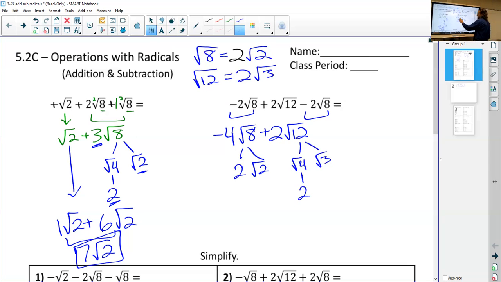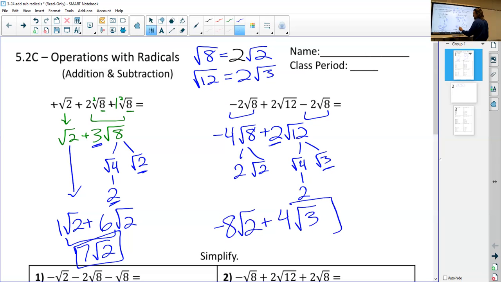Okay, so let's see. If I combine all this together now, on the left-hand side, negative 4 times 2 is negative 8. So this becomes negative 8 square root of 2 plus, and then I've got 2 times the square root of 3, so that's 4 times the square root of 3. Okay, so what am I left with? Negative 8 square root of 2 plus 4 times square root of 3. These have a different number under the radical. I cannot combine this any further. I can't simplify my square roots any more than that. So I'm going to leave my answer just the way it is.